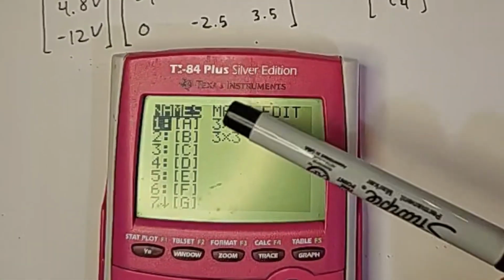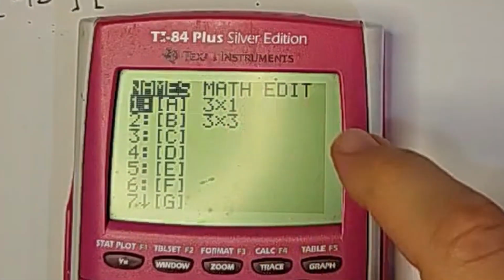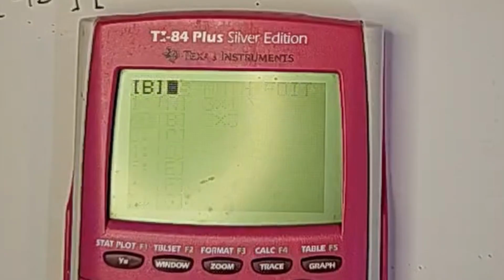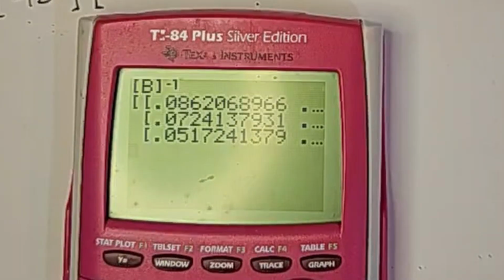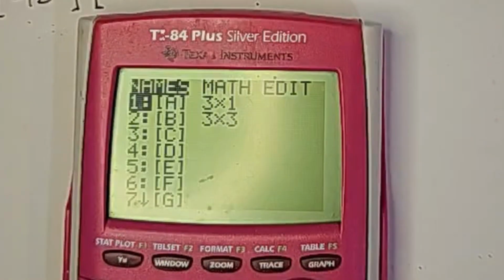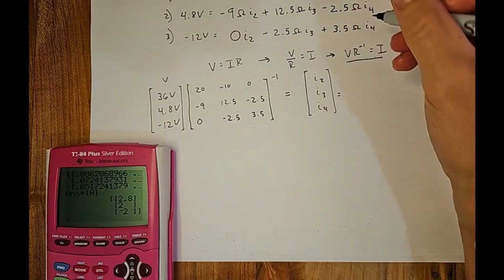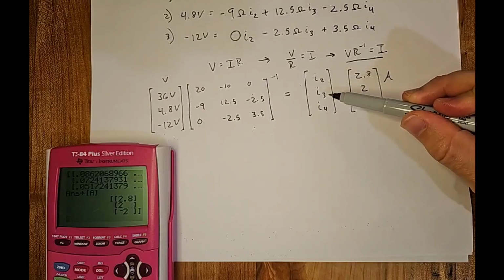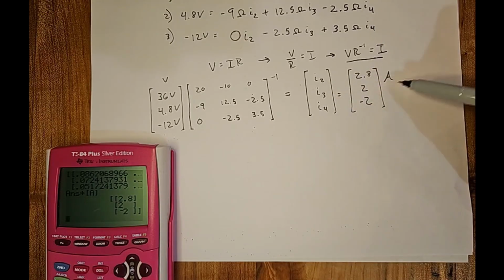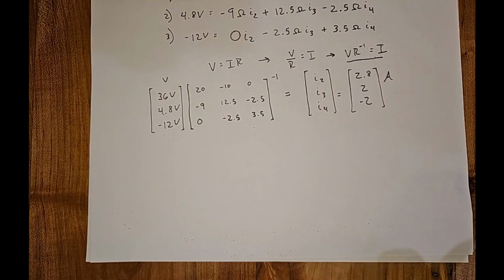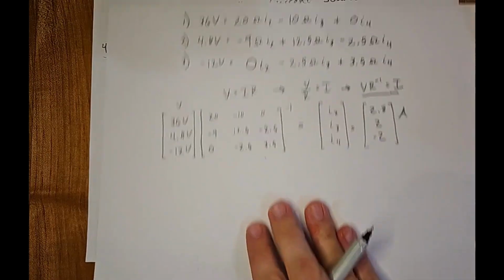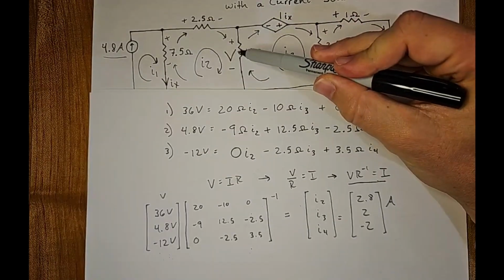Okay, so I went ahead and put in all my information from my matrices. So we got our 3 by 3, which we need to invert. There we go. Multiply it by our 3 by 1. There's your currents. So this equals I2 is 2.8, I3 is 2, I4 negative 2 amps. So now the bulk of that is done, but we still want to find V.